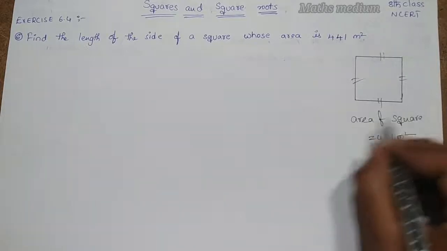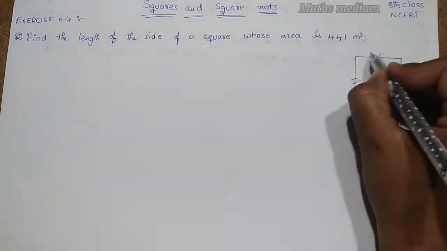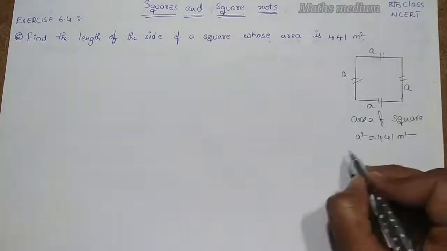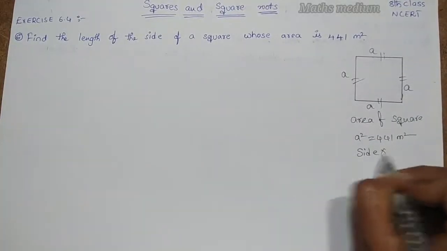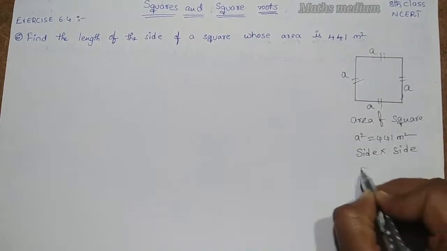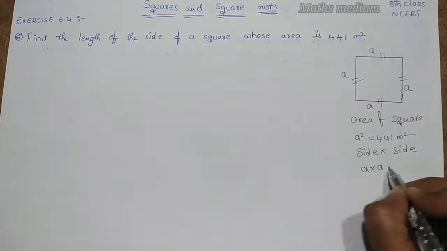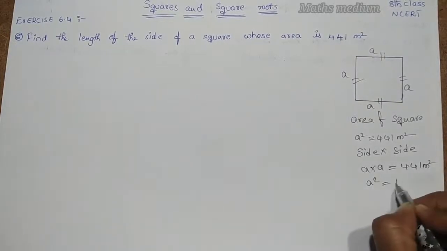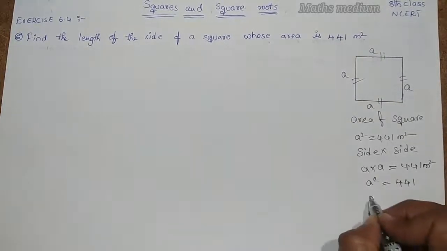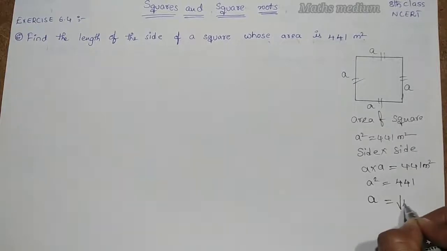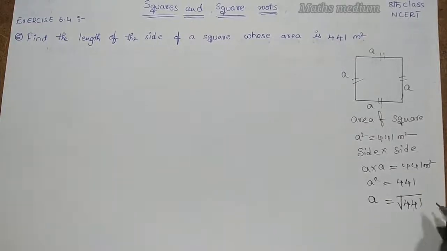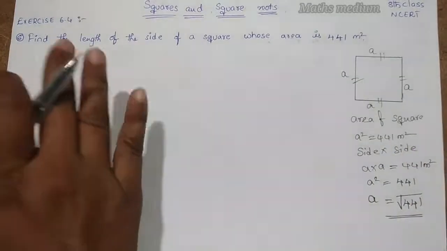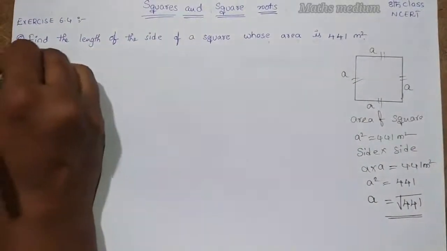What is the formula for the area of a square? If you take this side as a, this side as a, this side as a, this side as a, we know that side by side, it means A by A. It means A into A is equal to 441 meters square. A square is equal to 441. In order to find A, we have to take the square root of the given one. So this is the method applied step by step, then we will get the answer. So let's start with the answer.